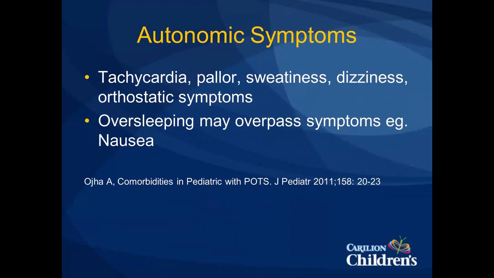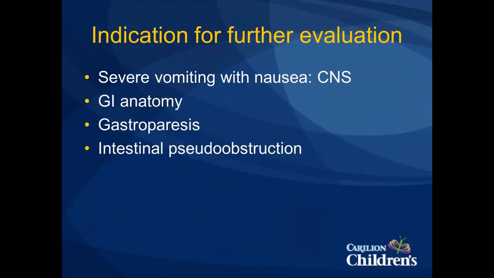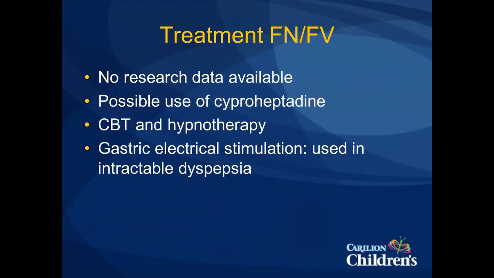Indications for further evaluation: severe vomiting suggesting a central nervous system abnormality, like a tumor, or anatomy problems like, for example, malrotation, gastroparesis, intestinal pseudo-obstruction. And intestinal pseudo-obstruction is actually a disease from birth. So they have abdominal distension, they have this vomiting, feeding intolerance, so it's more involved. But keep in mind particular symptoms and scenarios that suggest not just a functional disorder, but mostly a disease in itself.